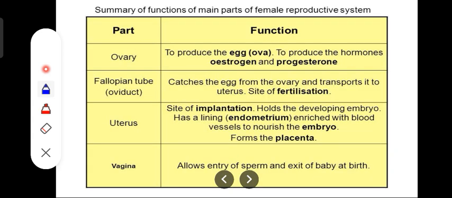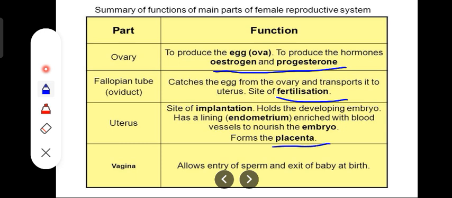So let us see what are the parts and what are their functions. Just at a glance, ovary produces egg, and it also produces the estrogen and progesterone hormones. Then fallopian tube catches the egg from the ovary and transports it to the uterus, and in the fallopian tube, fertilization also takes place. Then uterus is the site of implantation of the embryo. The developing embryo is implanted in the endometrium, the inner lining of the uterus, which is enriched with blood vessels and nourishes the embryo. After implantation, the endometrium also forms the placenta.